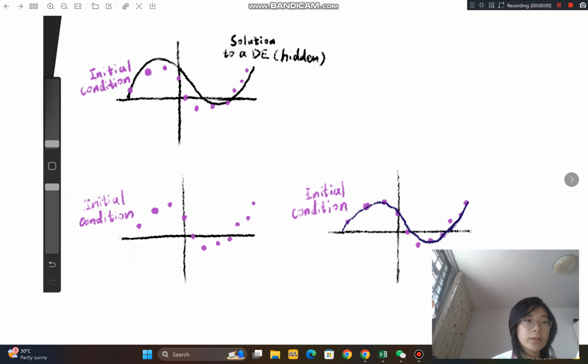The process's initial condition, let's pretend it's hidden unless given. If you did not have the solution curve and you just had the points generated from Euler's method, you could still get a rough idea of what the solution curve would look like. But this curve is not the same as the solution curve, as some approximation errors are involved.